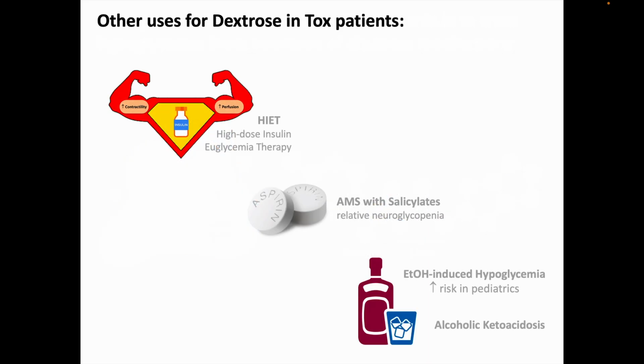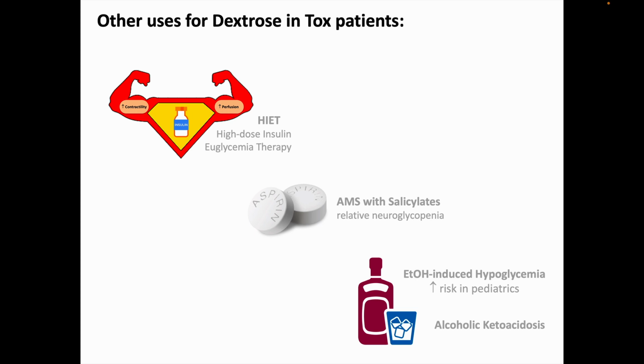Some other uses for dextrose in tox patients include high-dose insulin euglycemia therapy, which may be used to treat severe cardiovascular drug toxicity and discussed in other videos in this series. Here the dextrose is playing 2 roles. One, to prevent hypoglycemia, and the other serving as a source of energy that the high-dose insulin is helping to get into the cells.